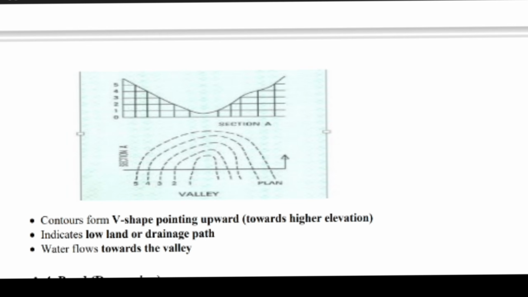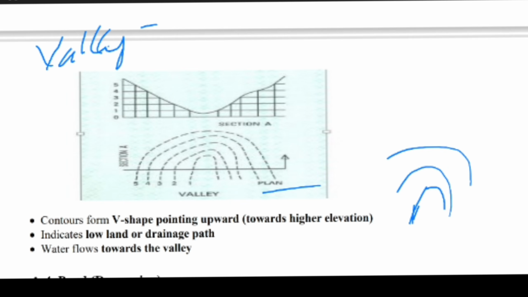Next, this is a valley. I have explained the ridge; this is a valley. So how does it look? The valley will be like this shape. They represent the plan and elevation. It is a V shape with the point showing in the upward direction. It indicates the drainage path and lowland, and water flows towards the valley portion.